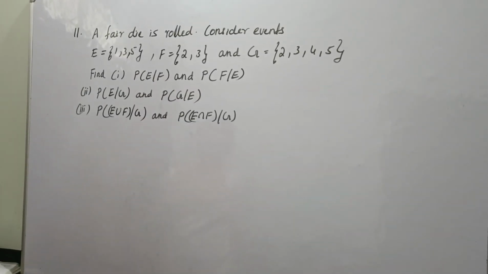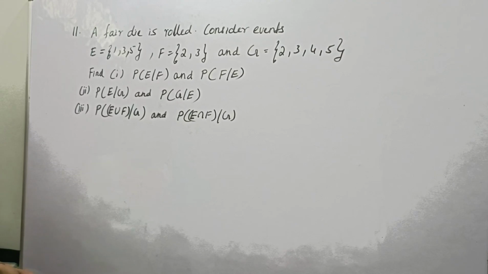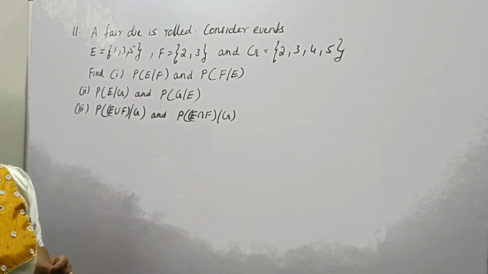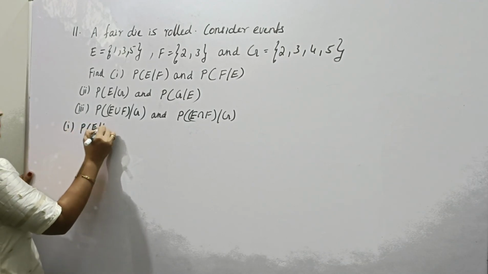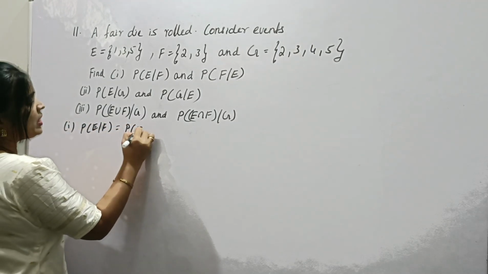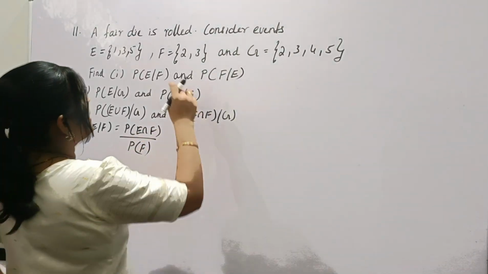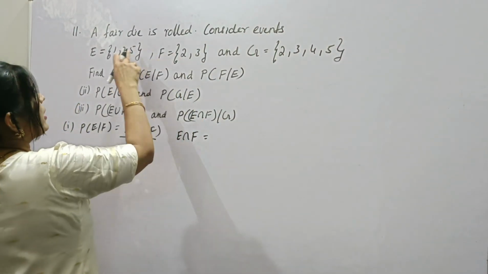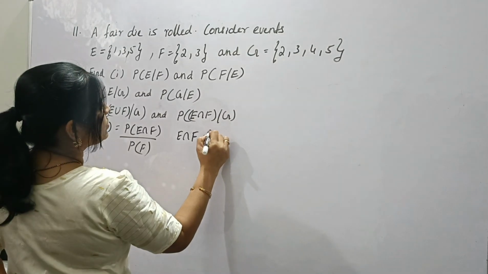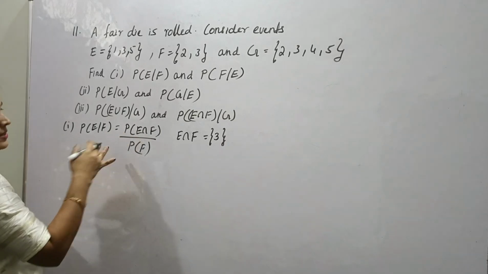A fair die is rolled. Consider events E equal to {1, 3, 5}, F equal to {2, 3} and G equal to {2, 3, 4, 5}. Find probability of E given F and probability of F given E. Probability of E given F is equal to probability of E intersection F divided by probability of F, right? Let's find E intersection F. What is the common element? 3, right? So 3.